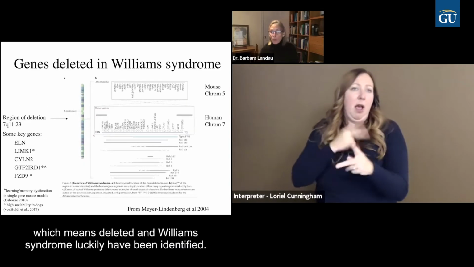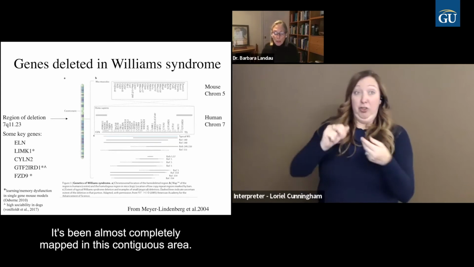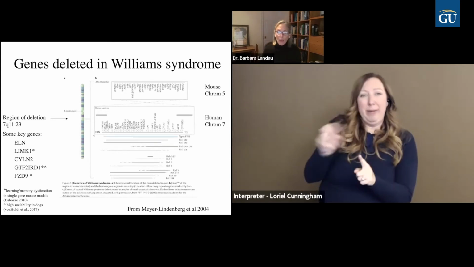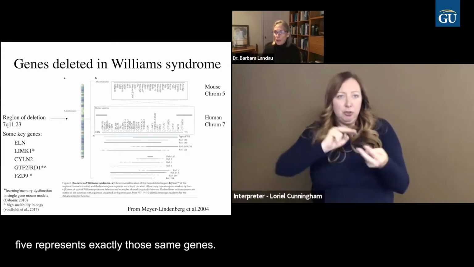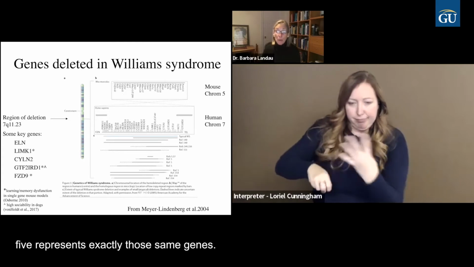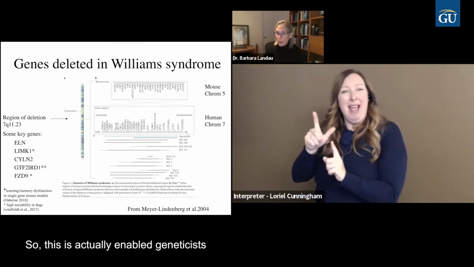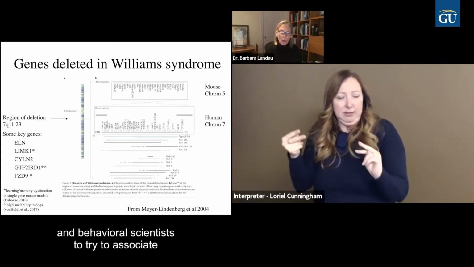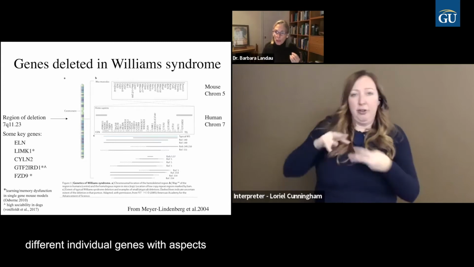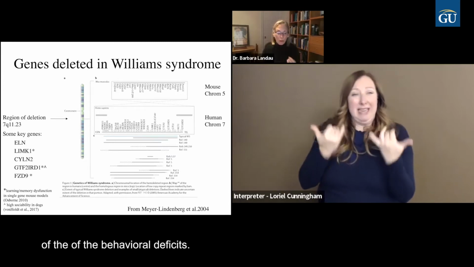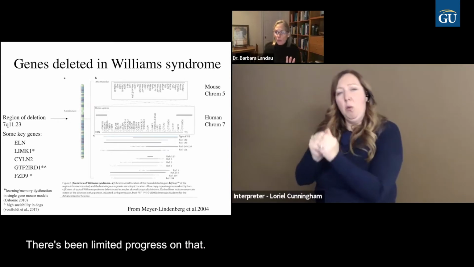The genes deleted in Williams syndrome luckily have been identified. It's been almost completely mapped in this contiguous area. And also, fortunately, the mouse chromosome 5 represents exactly those same genes. So this has actually enabled geneticists and behavioral scientists to try to associate different individual genes with aspects of the behavioral deficits. There's been limited progress on that.